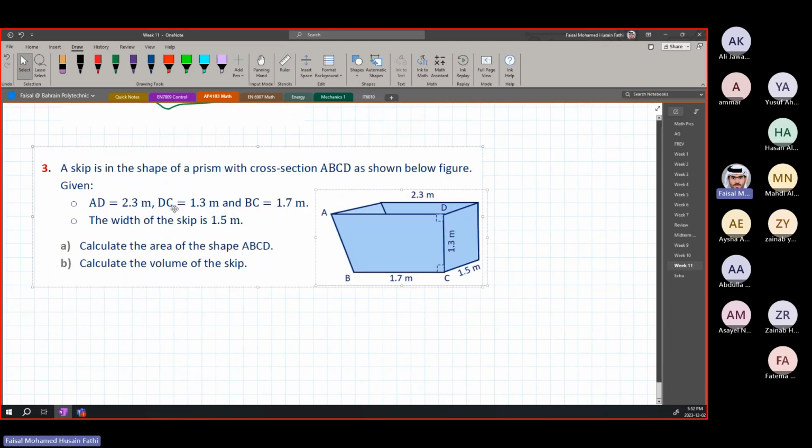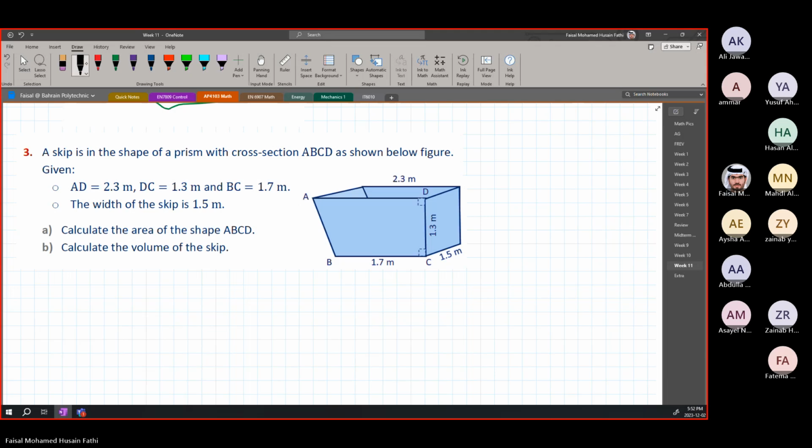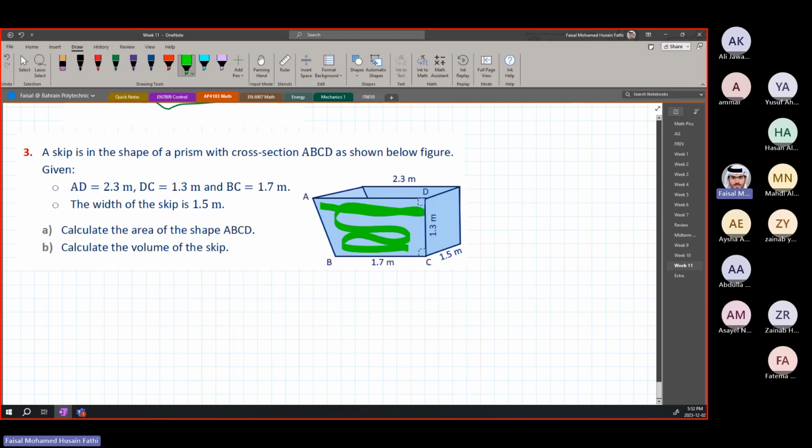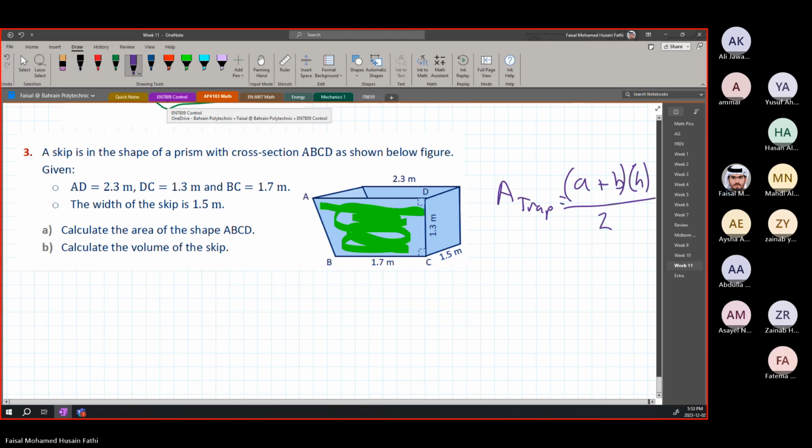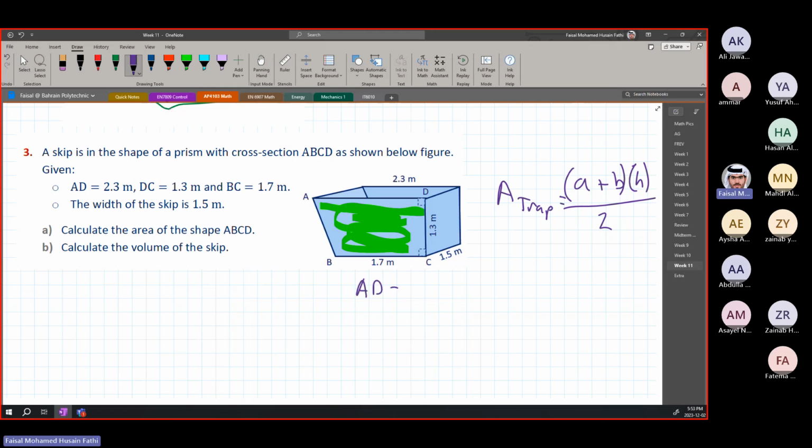All that you are going to do is find the area of the shaded part. This is the shaded part. It's a trapezoid. What's the area of a trapezoid? Area of a trapezoid is equal to A plus B times height over 2. AD is equal to A, and BC is equal to B. That's it. Simple. What's the height? 1.3. It's the perpendicular height. This is H. That's how you find the area.